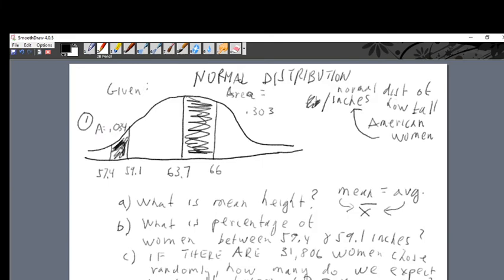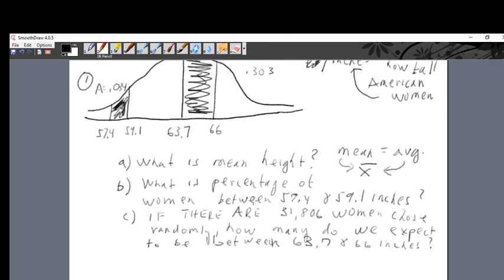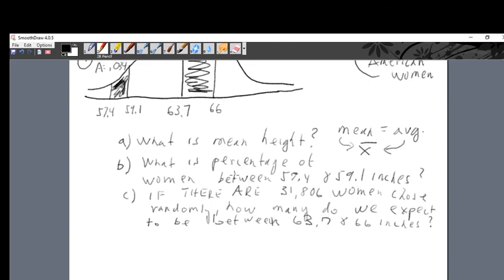Okay, now I need more space, so I got to pull this paper up. Okay, where do we go? Here we go. There we go. The answer to A is, we said that smack in the middle of the curve is the mean. So the answer, what is the mean height, the average height? 63.7 inches. And that's it. Problem over.